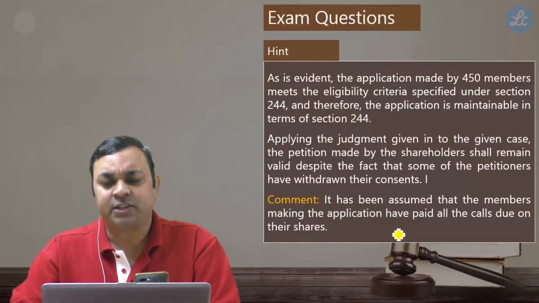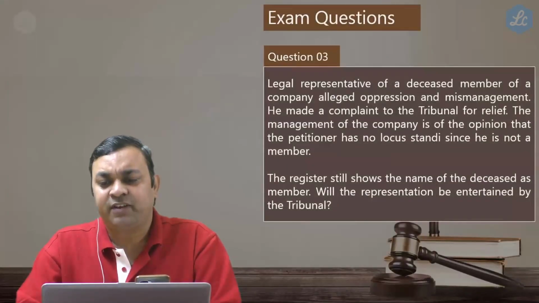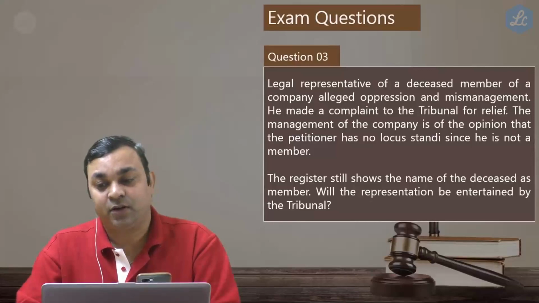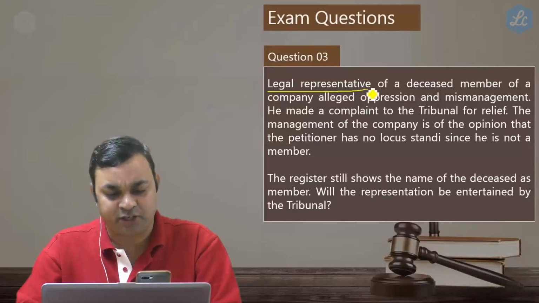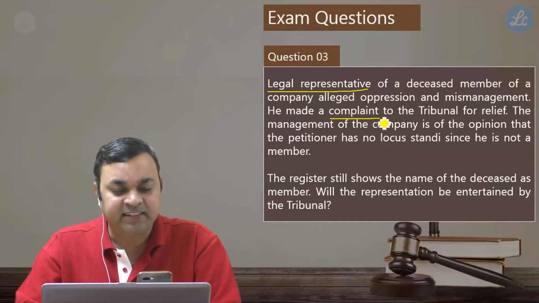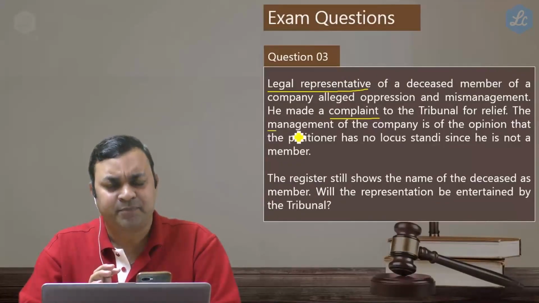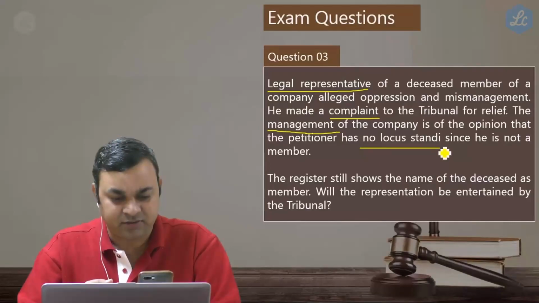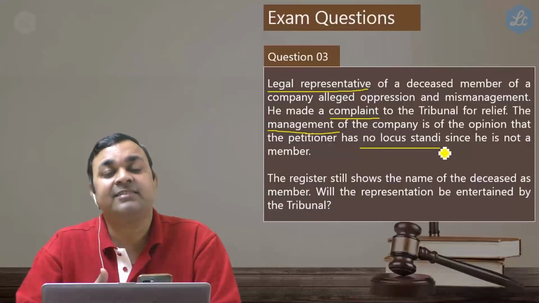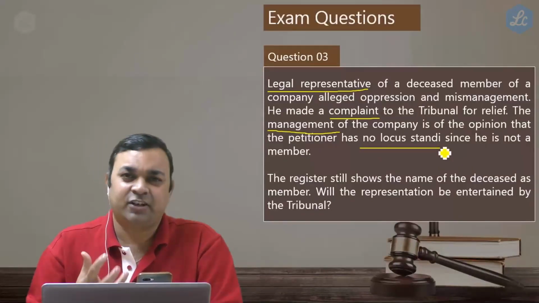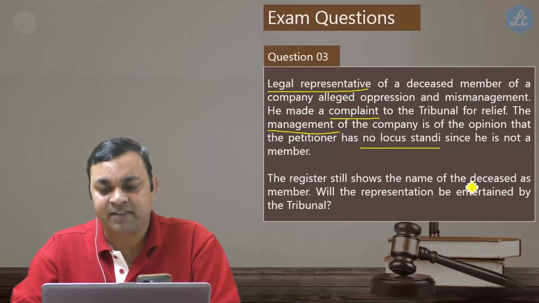Now there is a question 3, and this is a good question. The legal representative of a deceased member of a company alleged oppression and mismanagement. He made a complaint to the tribunal for relief under section 241. The management of the company is of the opinion that the petitioner has no locus standi, meaning he is not a member of the company, so he is not eligible to make an application. The register still shows the name of the deceased as a member. Register of members still contains the name of the deceased member. Will the representation be entertained by the tribunal?